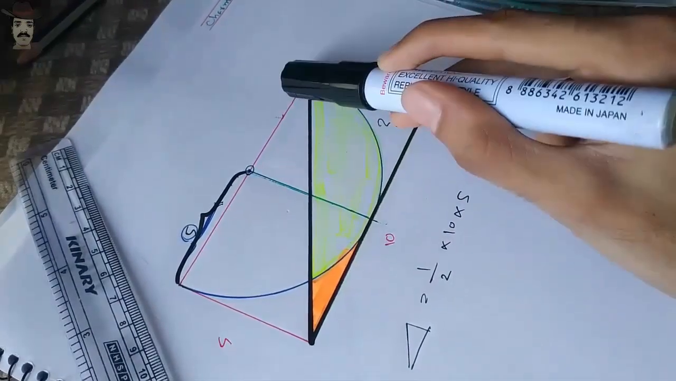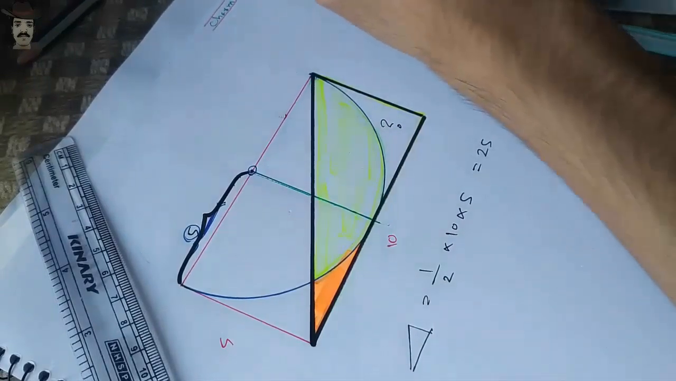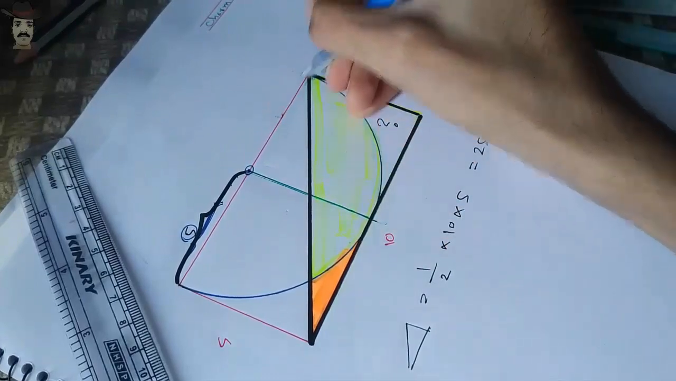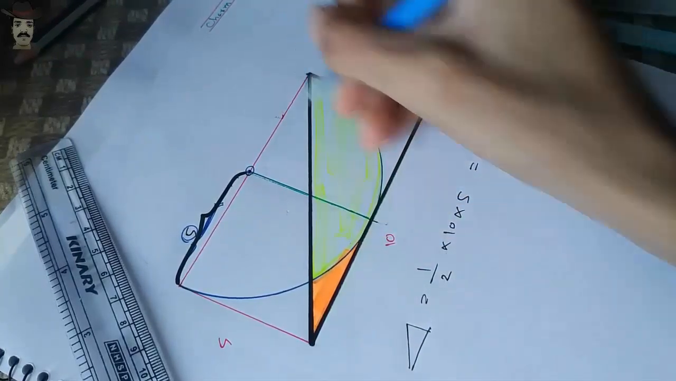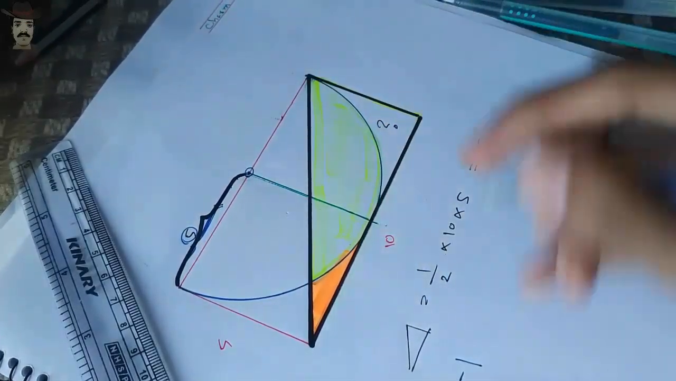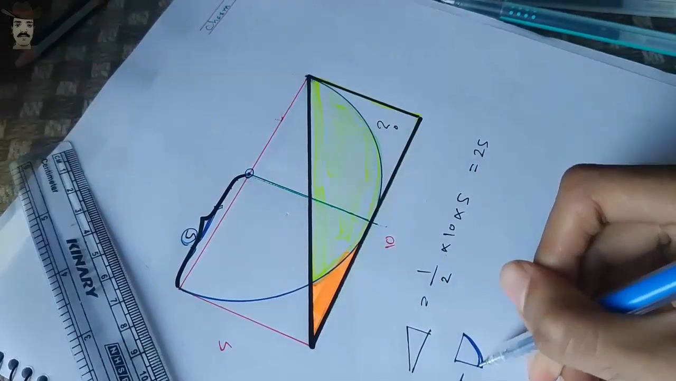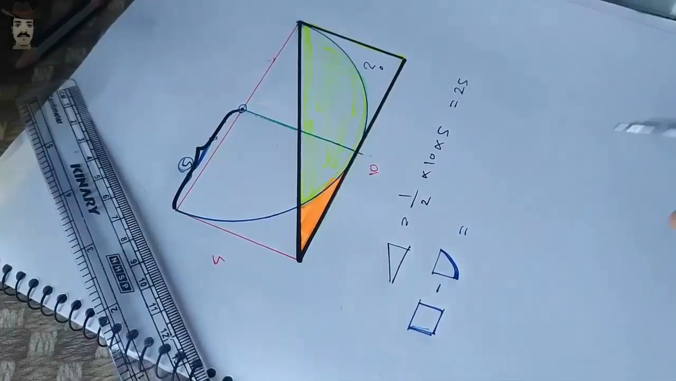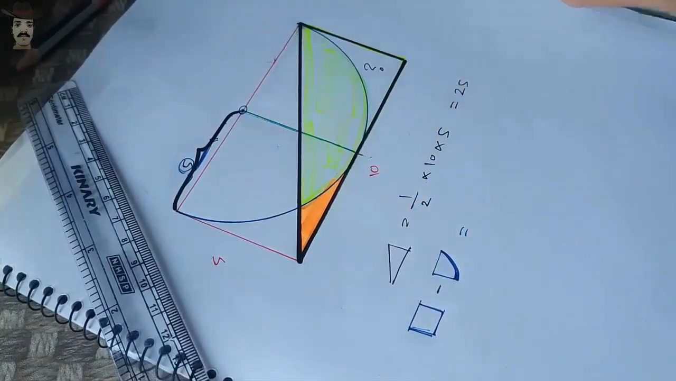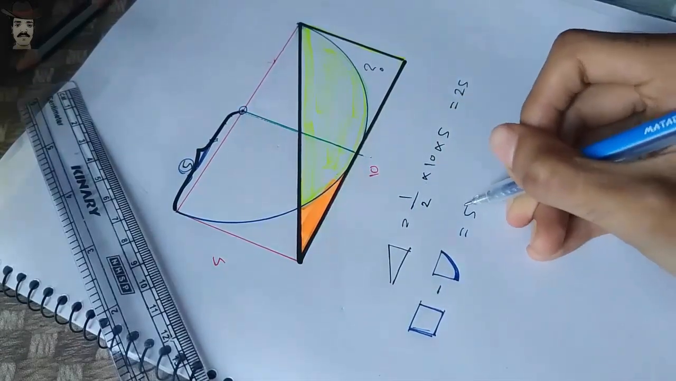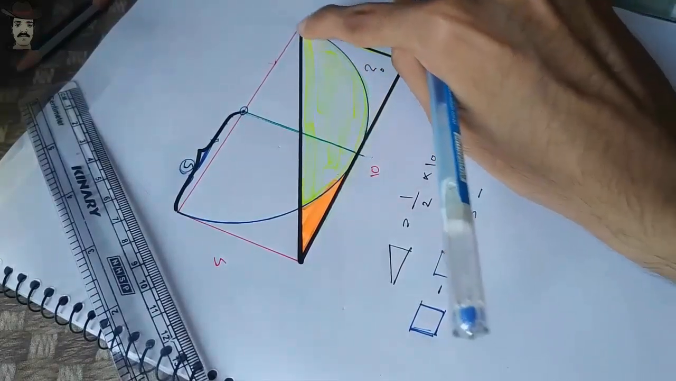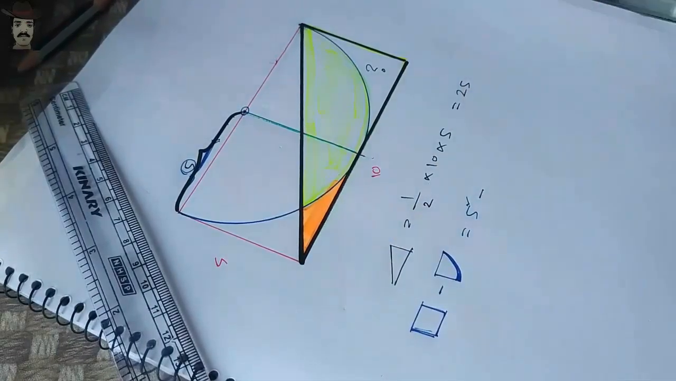The area of this square isn't difficult. To be clear, we have to subtract the area of this circular sector from the square to get this region. How we do it is simple. The area of the square is a bit simple to find out. The area of this square is 5 squared, I mean 25, and we have to subtract this circular sector from the area of the square.